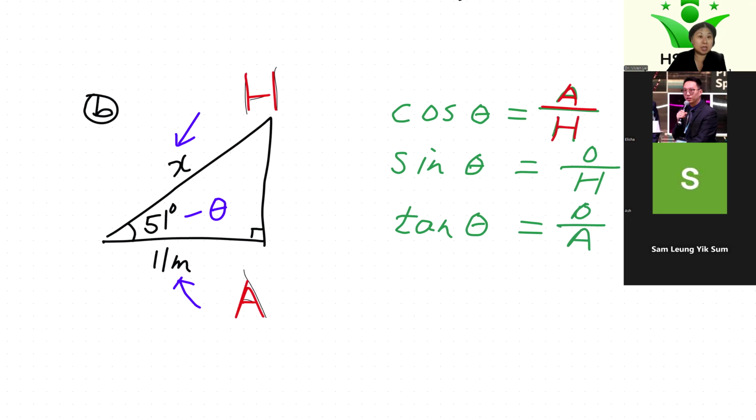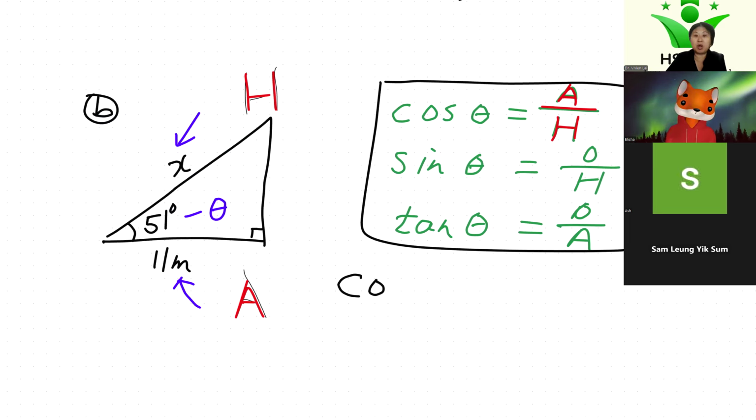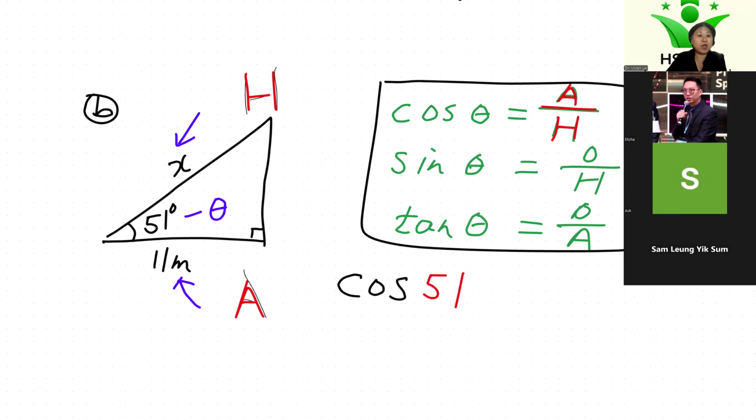Okay, so black color is the working out. So we have, let me box it for you, for your reference. Okay, so we have cosine and put back, what is our theta? Our theta is 51 degree. Okay, we just put back the thing in the place. And then we have A, what is our A? 11.